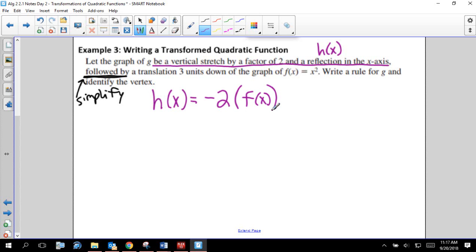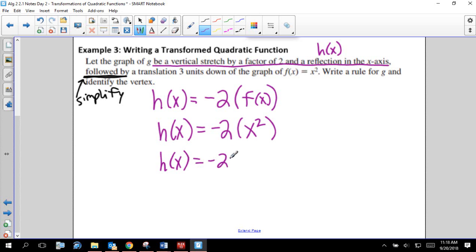So we go and we read our equation. What is our f of x function? Okay, so h of x is taking -2 and multiplying it by x squared. Then it says simplify. All right, well, -2 times x squared is -2x squared. That was an easy simplify. Sometimes they're harder, more challenging.